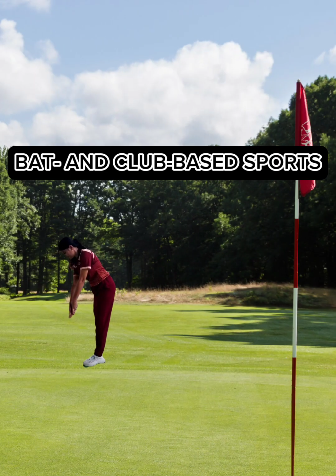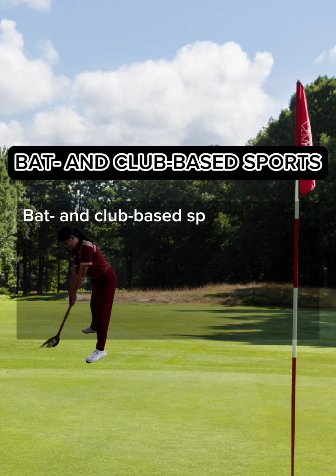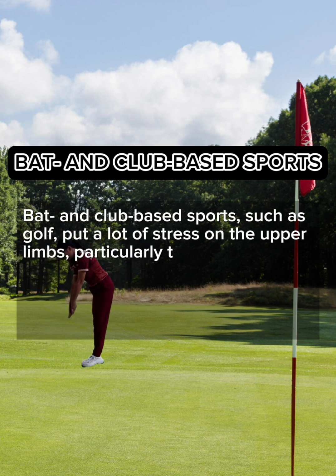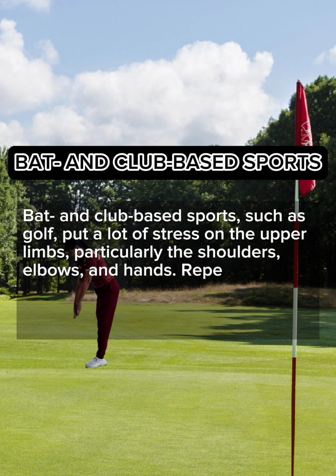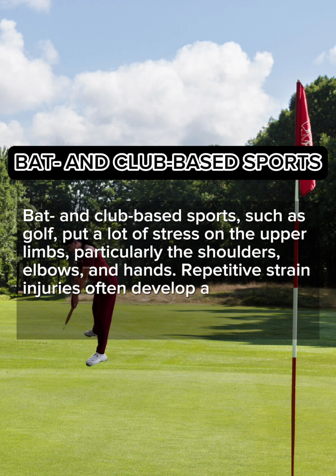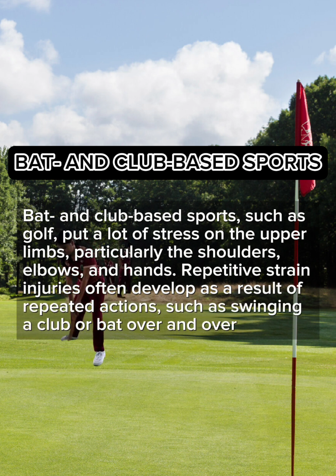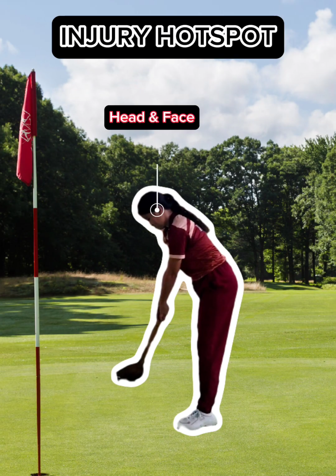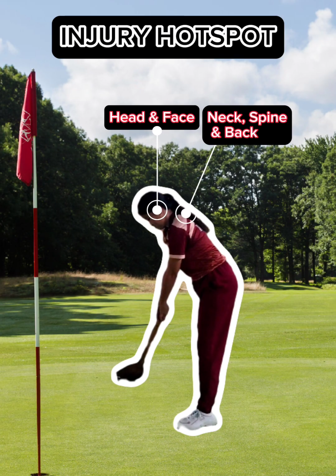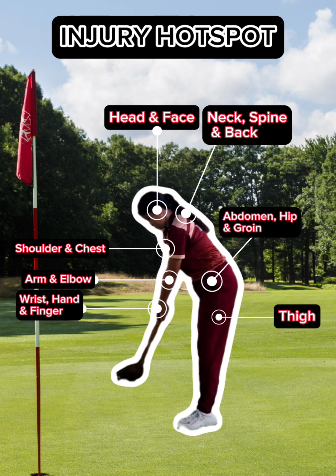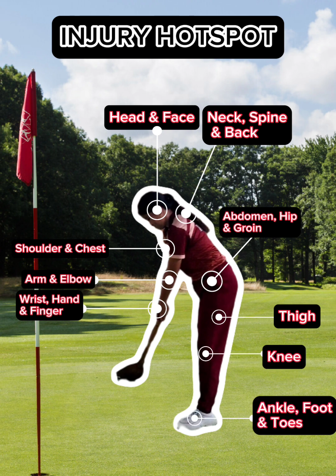4. Bat and club-based sports. Bat and club-based sports such as golf put a lot of stress on the upper limbs, particularly the shoulders, elbows, and hands. Repetitive strain injuries often develop as a result of repetitive action such as swinging a club or bat over and over. Injury hotspots: head and face, neck, spine and back, shoulder and chest, arm and elbow, wrist, hand and fingers, abdomen, hip and groin, thigh, knee, ankle, foot, and toes.